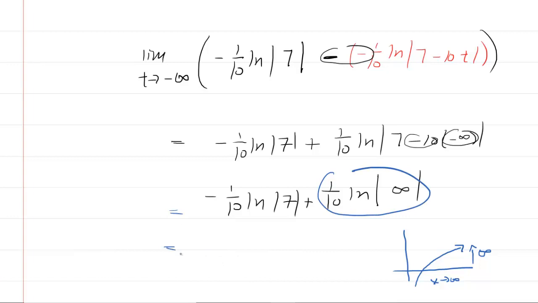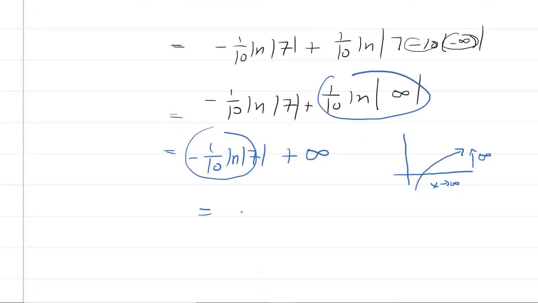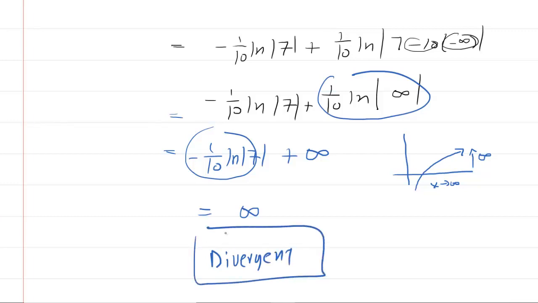And this is an interesting result because you're going to have negative 1/10 times the natural log of 7 plus infinity. Now this is a very small negative number. If you're adding that to infinity, it is negligible. So you end up with infinity essentially as your result. And since you have an infinite quantity as the result of integration, this integral is actually divergent. And that completes the answer to the question.